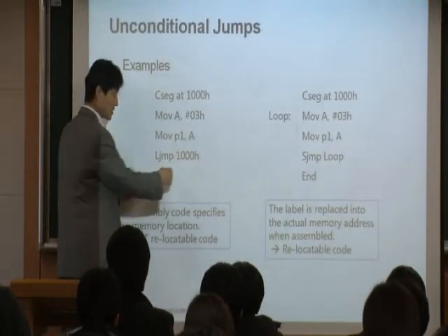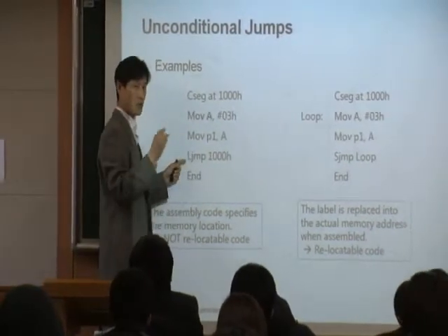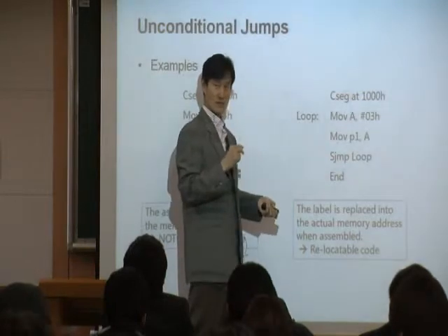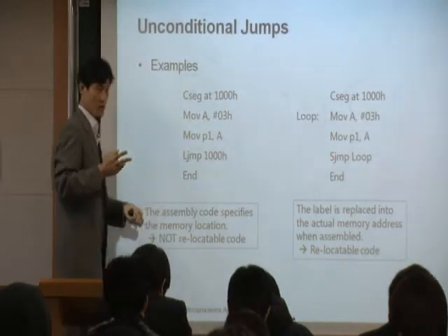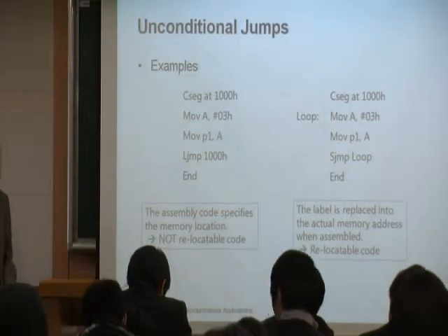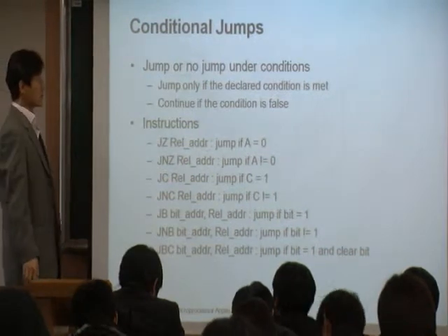So this instruction, long jump 1000H, needs 3 bytes. This one, 2 bytes. Okay? So this one, 3 bytes. So generally, I mean, this is not good that way. Let's look at conditional jump.